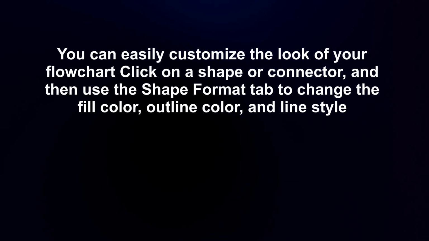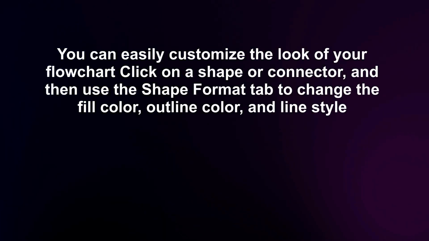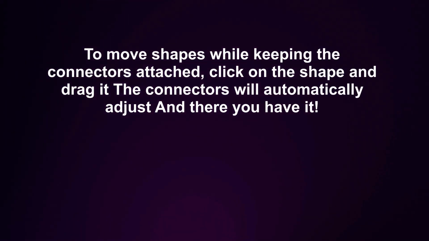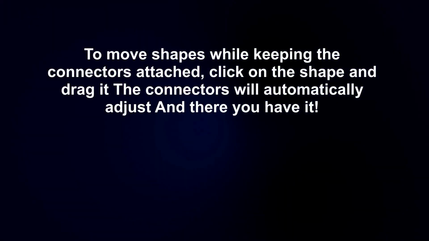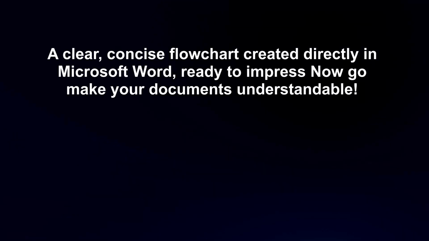Click on a shape or connector, and then use the Shape Format tab to change the fill color, outline color, and line style. To move shapes while keeping the connectors attached, click on the shape and drag it. The connectors will automatically adjust, and there you have it. A clear, concise flowchart created directly in Microsoft Word.